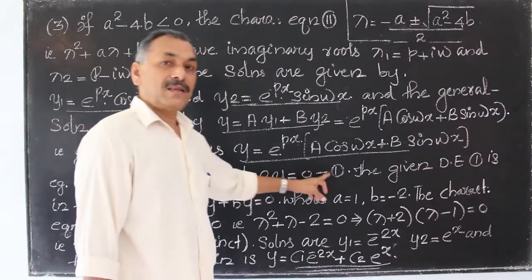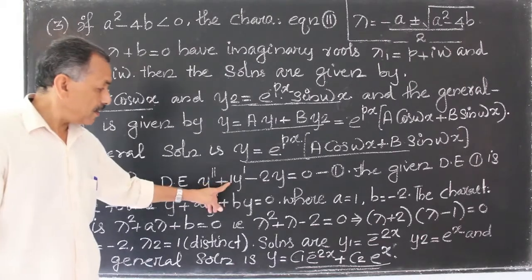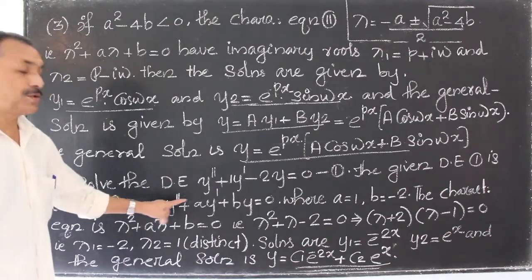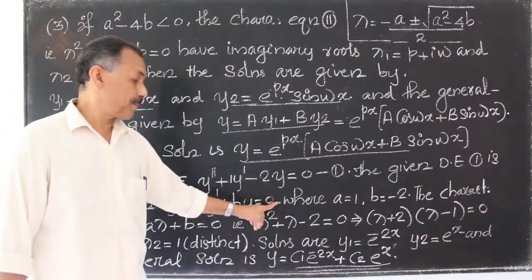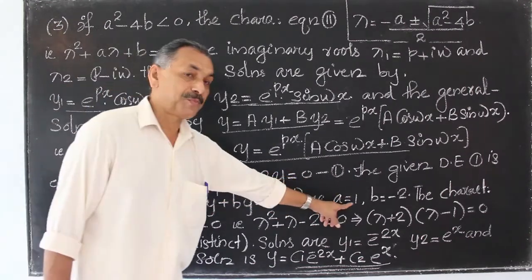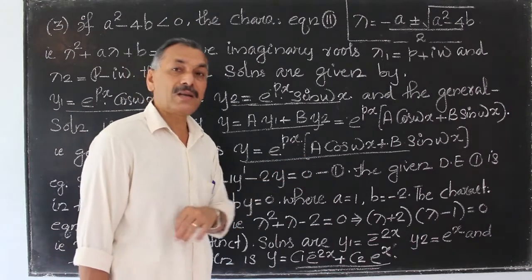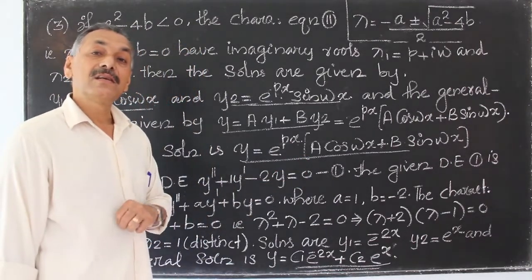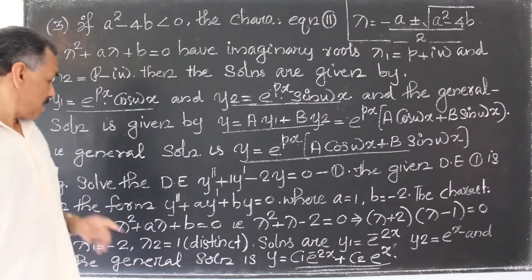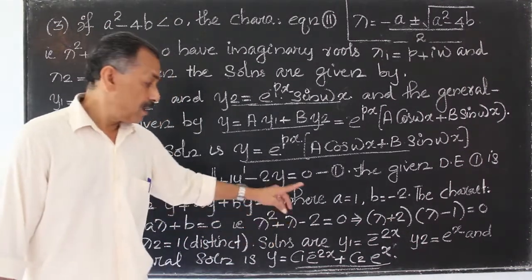That means the given differential equation is in the form y double dash plus a into y dash plus b into y is equal to 0. Here, what is the value of a? a is equal to 1. What about b? b is equal to minus 2. Given a and b, what is the characteristic equation? The characteristic equation is lambda square plus a lambda plus b is equal to 0, which gives lambda square plus lambda minus 2 is equal to 0.